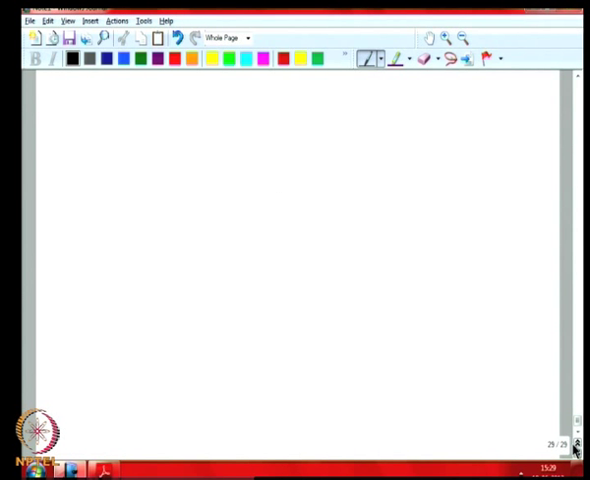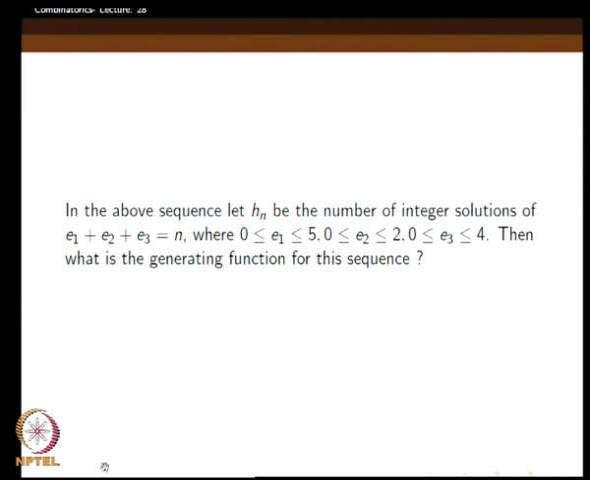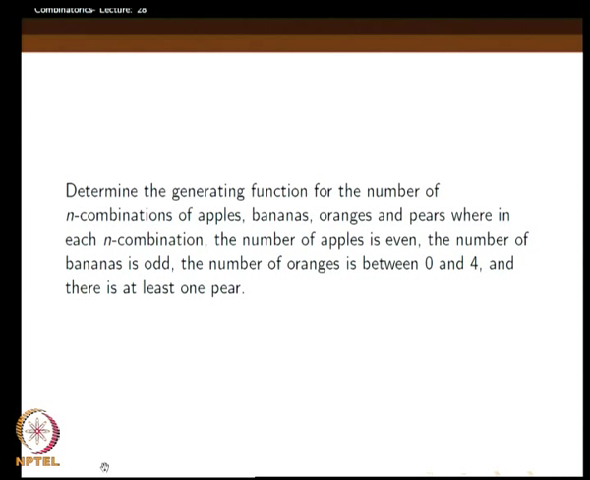So now let us look at the next question. We will give some examples for the same problem, but with some more concrete examples. Determine the generating function for the number of n combinations of apples, bananas, oranges and pears, where in each n combination the number of apples is even, the number of bananas is odd, the number of oranges is between 0 and 4, and there is at least one pear.